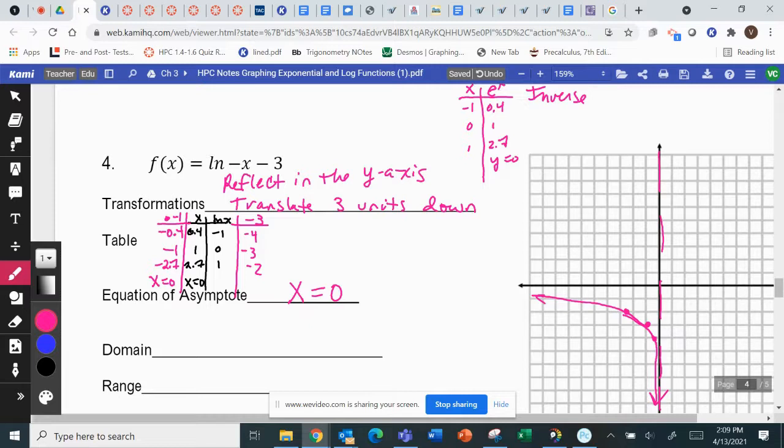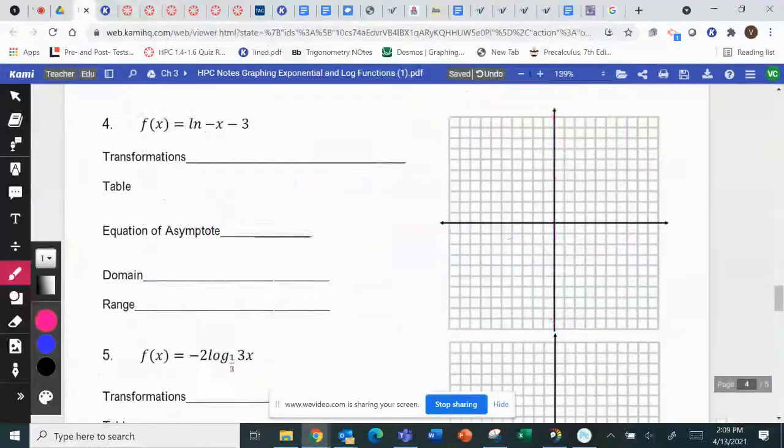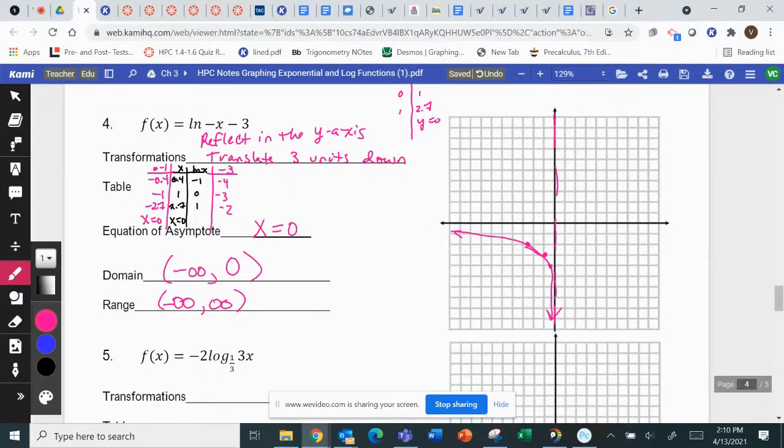So it's the x's, it's the domain that has restrictions on it. So this domain is going to be from negative infinity to 0. And then the range is going to be from negative infinity to positive infinity, all real numbers. I'm not going to ask you anything about growth or decay for log.